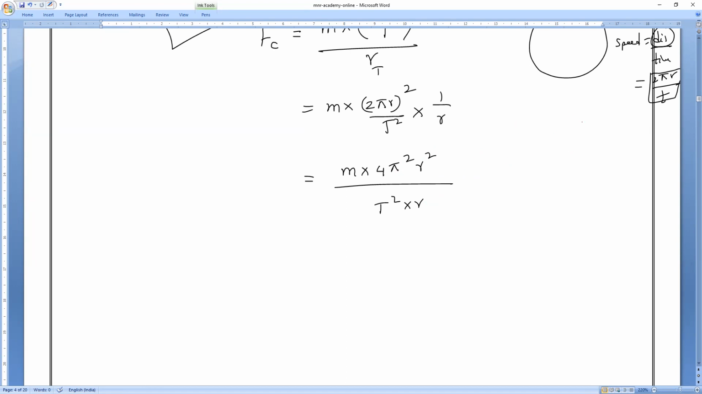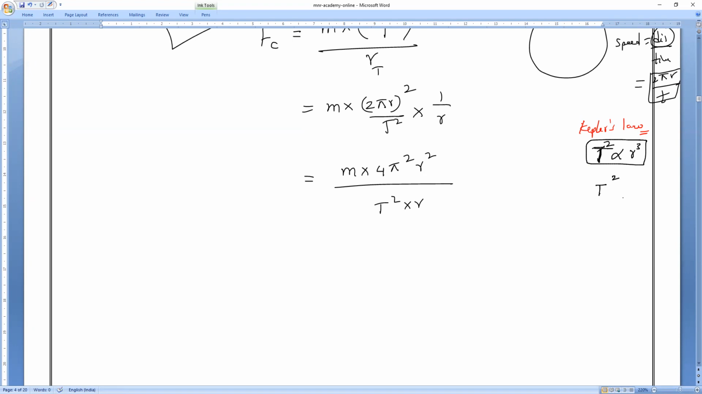You will see that. What is Kepler's third law? Anybody can tell? At least that you tell me. The law of periods. What is that law of periods? The square of the time period is directly proportional to the cube of the average radius. So that is what we have done.